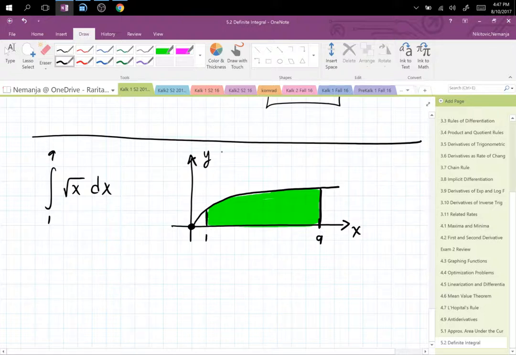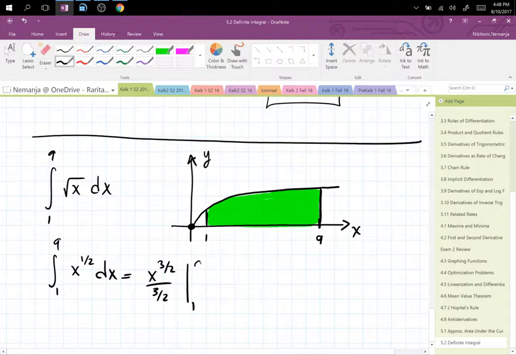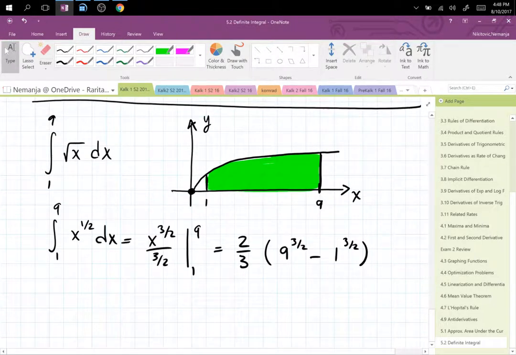Now, we know how to integrate, which is antiderivatives. So we are integrating 1 to 9 x to the 1/2 dx. We use the formula. We get x to the 3/2 divided by 3/2 computed from 1 to 9, which is 2/3 times 9 to the 3/2 minus 1 to the 3/2. We know from yesterday it's f of b minus f of a. And now we compute this.